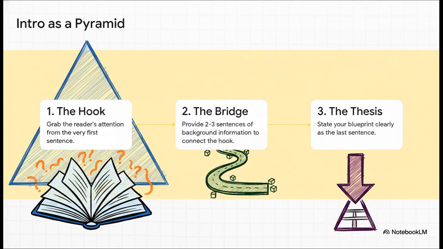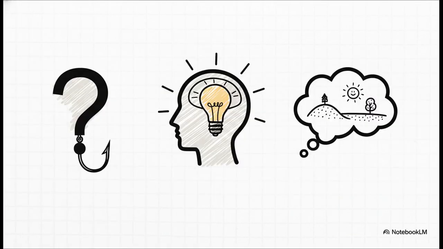So think about your introduction like an upside-down pyramid. You start really broad at the top to grab your reader's attention. That's what we call the hook. Then you start to narrow it down with a couple of sentences of background info. That's the bridge. And finally, you land on the very specific point at the bottom, your thesis statement. Broad to specific. Easy.